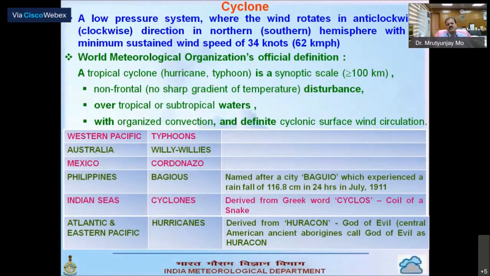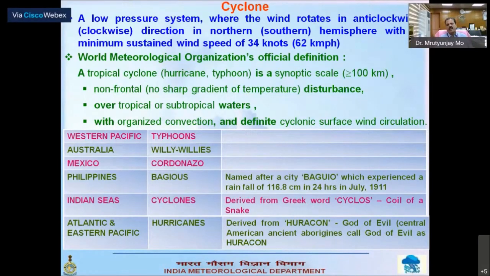A tropical cyclone is a synoptic scale system. This system has a size of 100 kilometers to 1,000 kilometers. So low pressure depressions and cyclones are synoptic scale systems. Similarly, thunderstorms are called mesoscale systems with a size of 10 kilometers to 100 kilometers. Then there is another system called microscale systems, like tornadoes and water spouts. So considering the spatial dimension of the weather systems, they are divided into 4 categories, and cyclone comes under the category of synoptic scale systems.